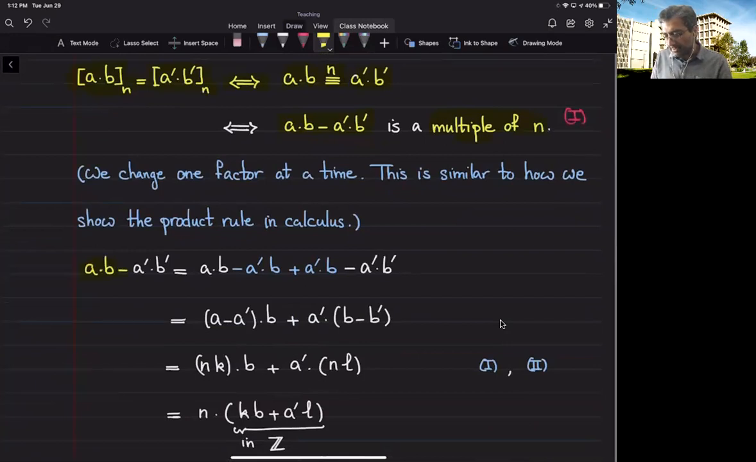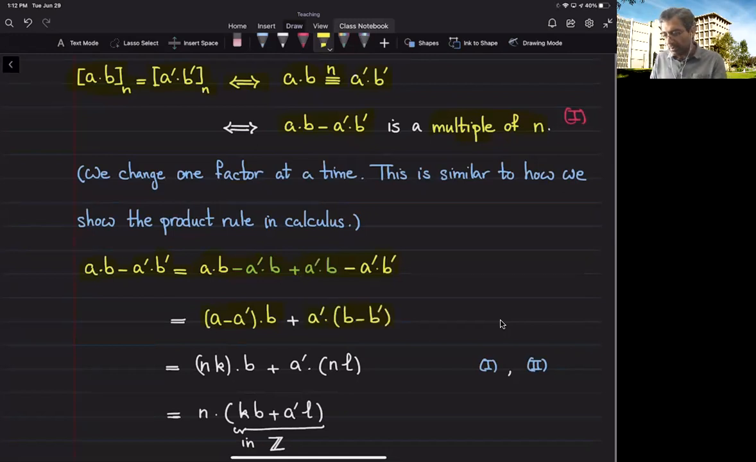A times B minus A prime times B prime. As I've indicated, we change these terms one at a time. That means I subtract A prime times B and add it. It means I'm doing nothing to the term AB minus A prime B prime. But this auxiliary term is going to help me actually. As you can see, these two terms have B in common, so I can factor out B. And these two terms have A prime in common, so I can factor out A prime.